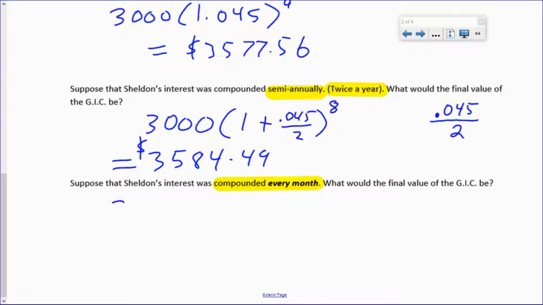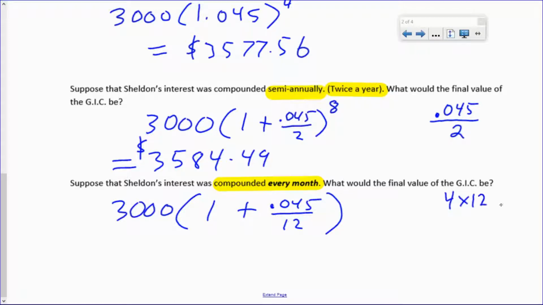So in this example, we still have $3,000 for our initial amount. Our interest rate is much, much smaller though, because you're getting it every month. So I take 0.045 and I divide it by 12. That turns it into a monthly interest rate. However, over 4 years with 12 months in a year, he's going to get interest 48 times. So the growth periods are 48. Now our time is in months, not in years.